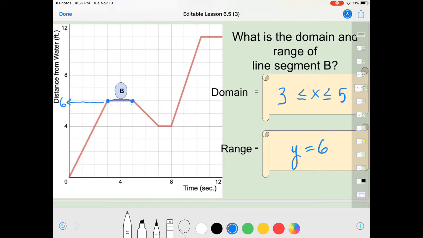Another way of looking at this would be if I had kept the coordinate labels on here like we used in the last slide. We said the first one was the point 3, 6, and this was the point 5, 6. So our domain, the x values, were between 3 and 5, and the range, the y values, were always going to be 6.